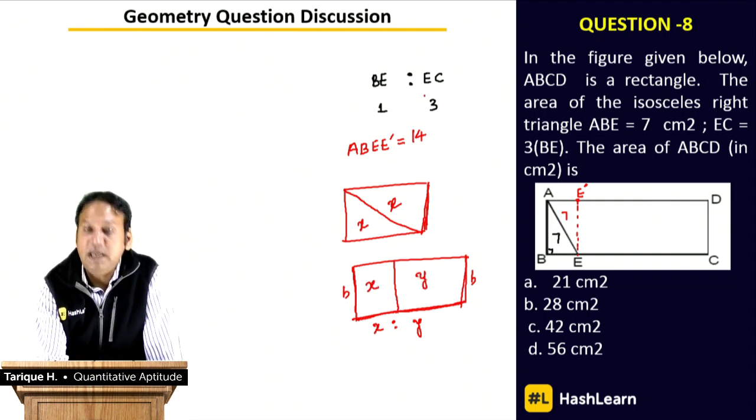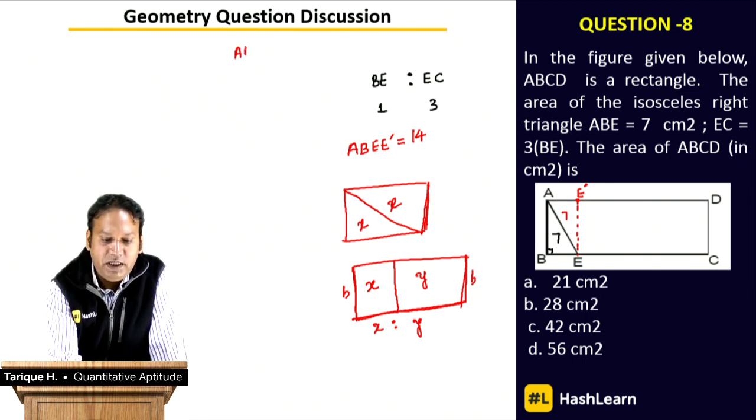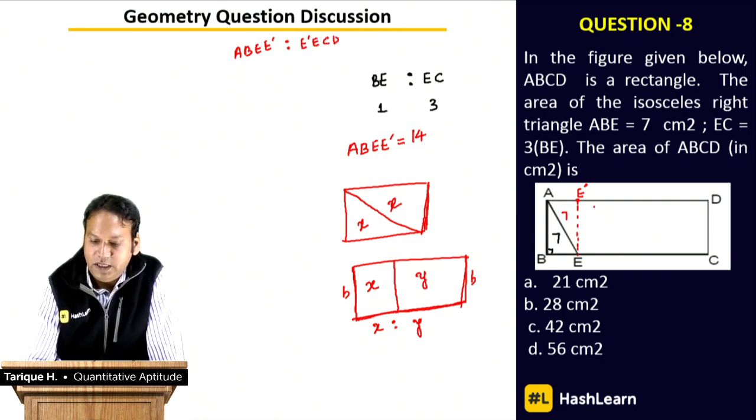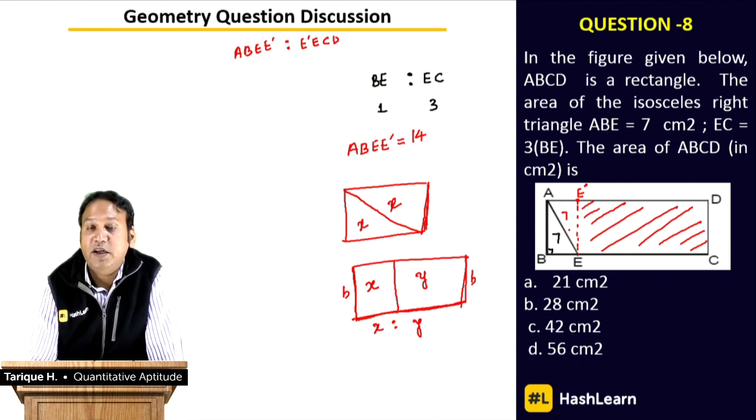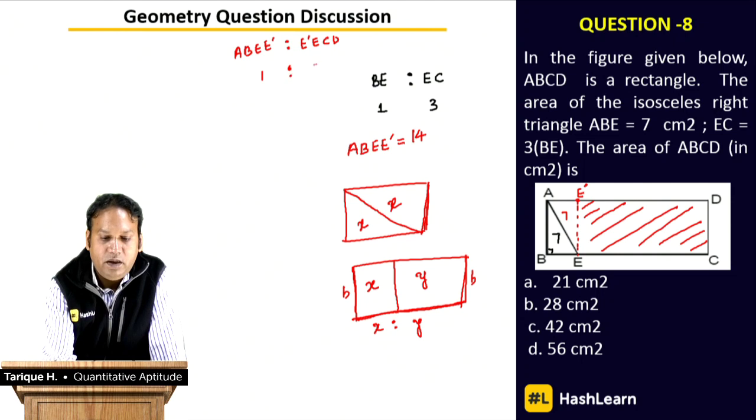Okay. So if B is to EC is 1 is to 3, then the area of ABE dash and area of E dash ECD, so this entire rectangle and this rectangle here will have ratio of area 1 is to 3. So if this is 14, as you can see from the diagram, we are multiplying 14 times 3. This also should be multiplied, 14 times 3 is 42.